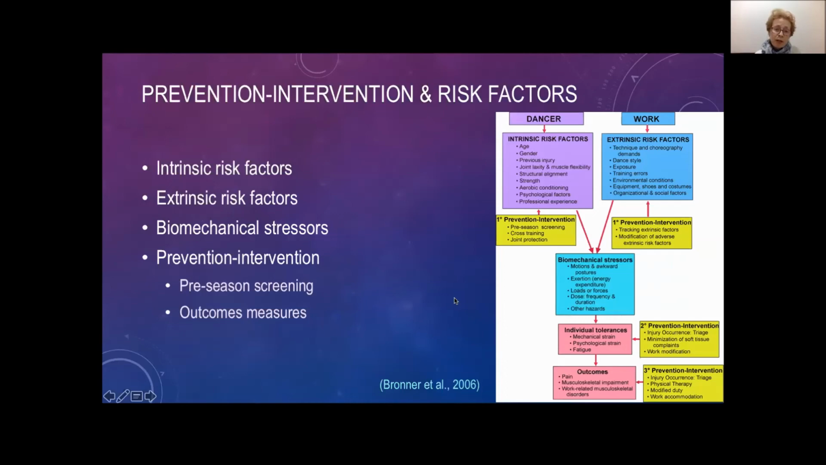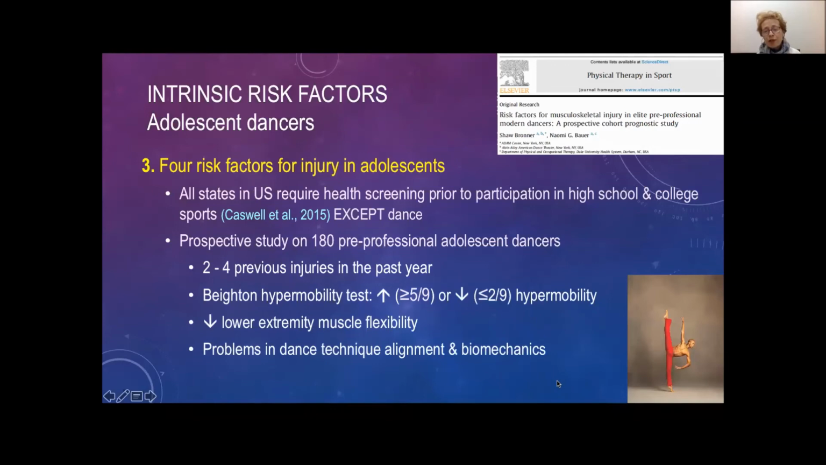Number three, four risk factors for injury in adolescent dancers. We recently conducted a prospective study on 180 pre-professional adolescent dancers and identified these four risk factors. Number one was 2 to 4 previous injuries in the past year. Number two was Beighton hypermobility score either greater than or equal to 5 out of 9, or less than or equal to 2 out of 9. So either they were too flexible or they were too tight. We had a sweet spot that was a Beighton score of 3 or 4. Number three was decreased lower extremity muscle flexibility, including the hamstrings, the rectus femoris, the psoas, and the iliotibial band.